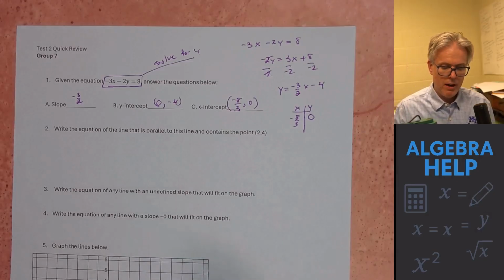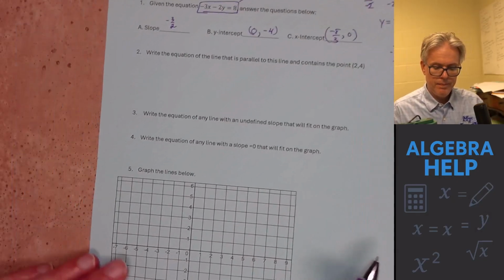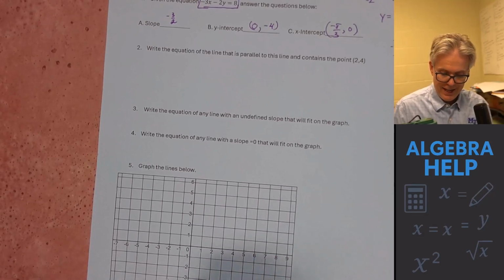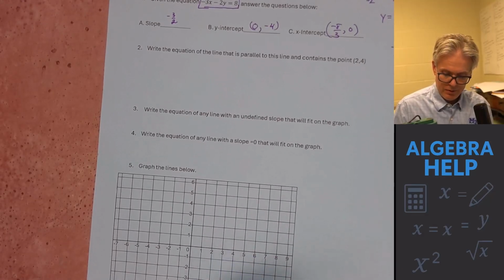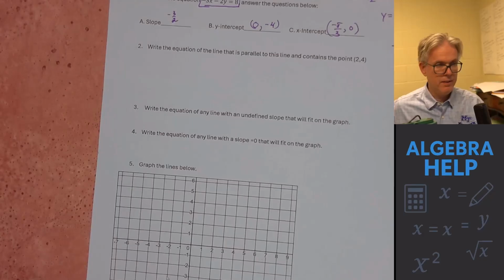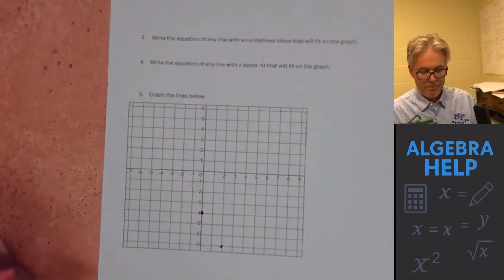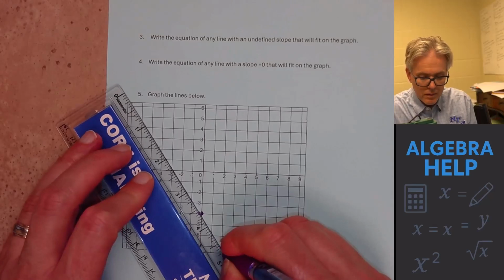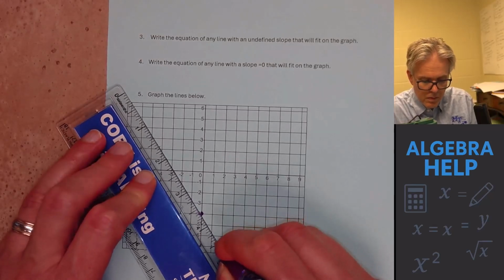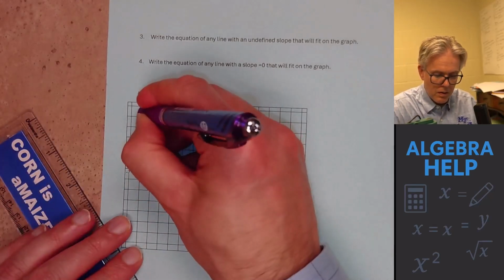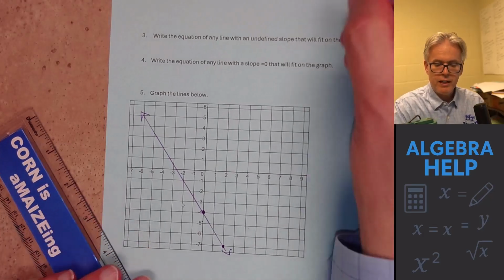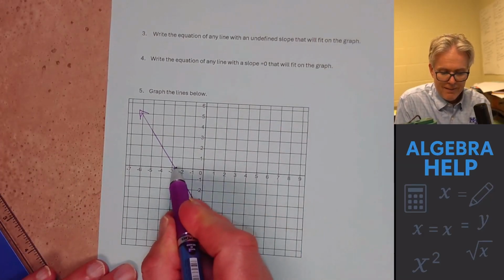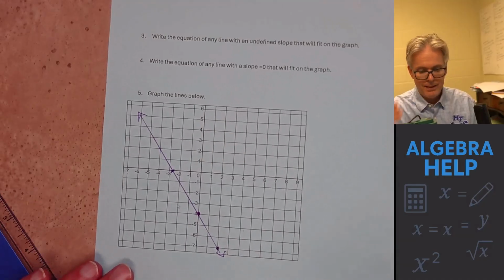Let's go ahead and graph that. So I'm going to have 0, negative 4. I'm going to go down 3, 1, 2, 3, over 2. Barely fits on there. And let's double, triple check our x-intercept is at negative 2 2/3, and that looks about right there, somewhere between negative 2 and negative 3.